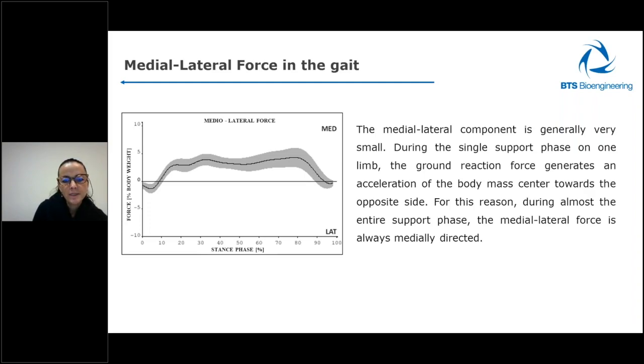Here we find the medial-lateral component. Usually this force is very small, and for the whole duration of the stance phase, it is directed medially. Excluding the first and the last part of the curve related to the double support phases, we can say that during the single support phase on one single limb, the ground reaction force generates an acceleration of the center of mass towards the contralateral limb in the medial direction.